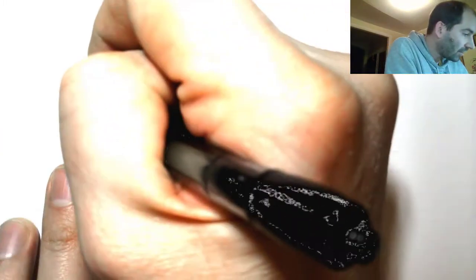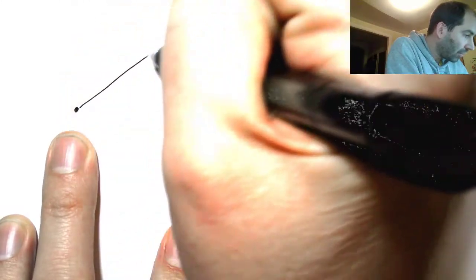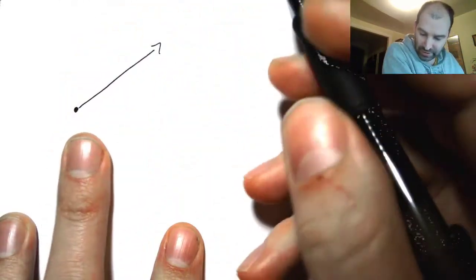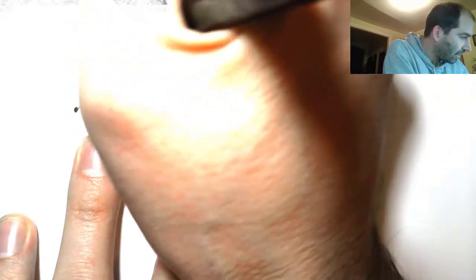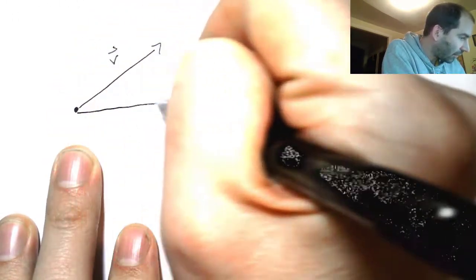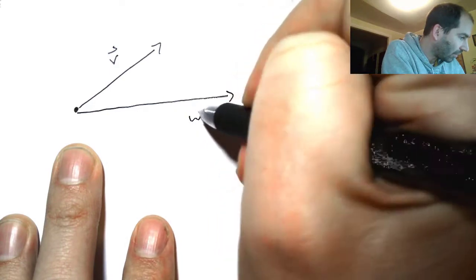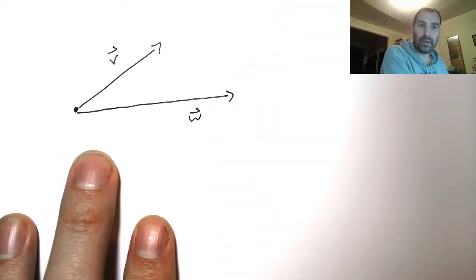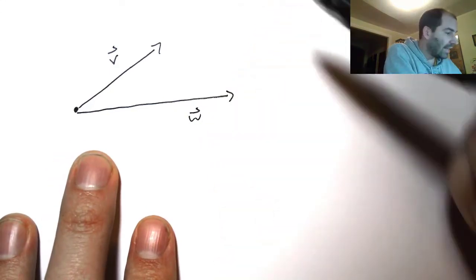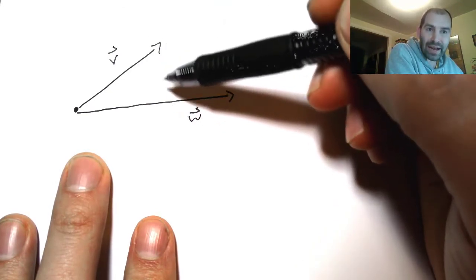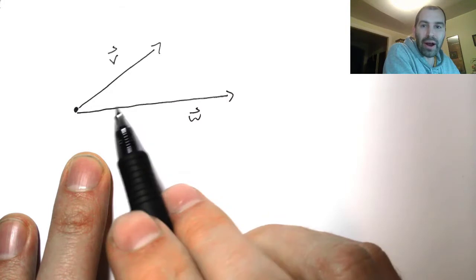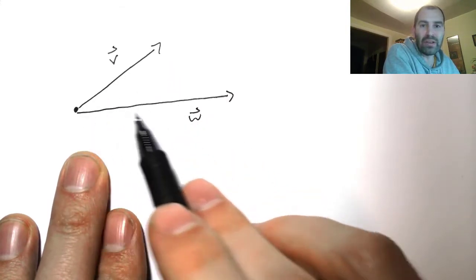All right, so let's look at an example of this. Let me draw a vector here. Let's call this vector v, and I'm going to take another vector over here and call it w. Now what I'm interested in is finding the vector that describes how much v is pointing in the direction of w.